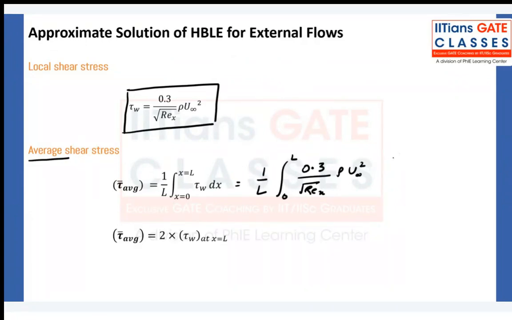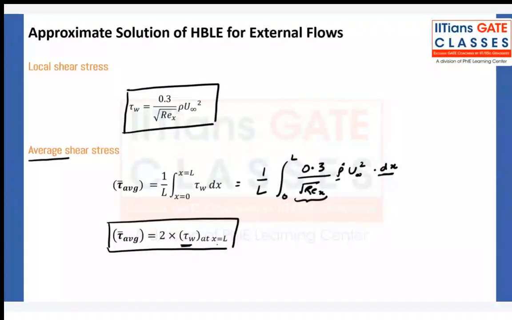When we do that into dx, now x will be in the Reynolds number. So I need to open the Reynolds number and take the constant out. Reynolds number has rho as well, so rho and rho will get cancelled. Whatever x we get from the Reynolds number, we have to take it out and integrate with dx from 0 to L. When you do that, you will get that tau average will be equal to 2 times the local wall shear stress at x equals L.